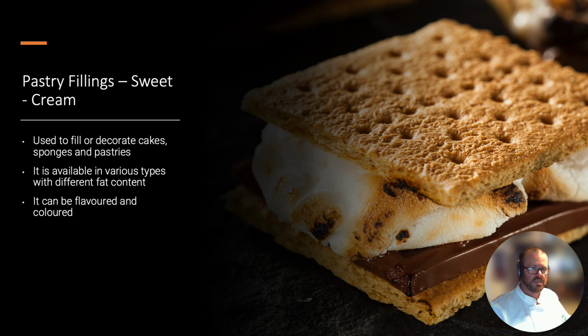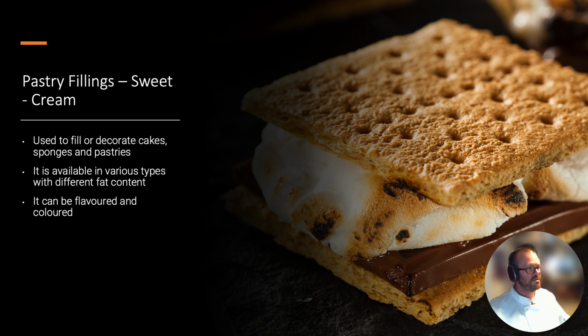Cool. So pastry fillings we're talking about here are sweet. Cream, this is a list of the main categories. Cream, coming up to custard, then fruit. Typically the main categories of sweet filling for pastries are cheese, chocolate cream, custard, fruit, and nuts.